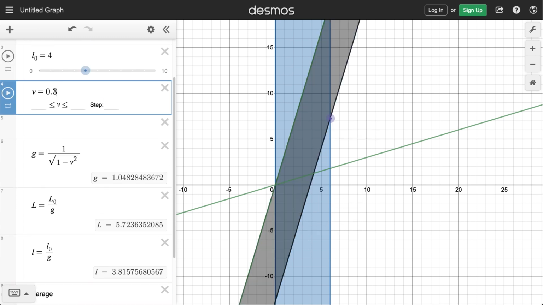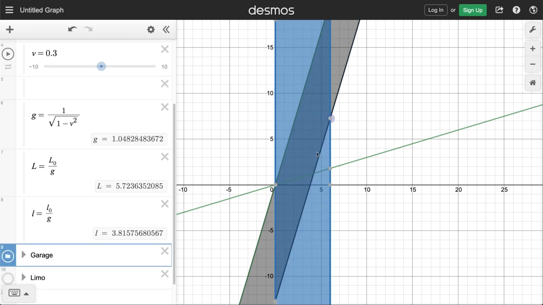At the moment I've got the speed at 0.3, and as it stands, you can see there is some insight to be gained from the distances here. This axis here is the x-axis, and that's the line of simultaneity in the space-time diagram. Every space-time event along the axis would be considered simultaneous in the garage's reference frame. But in the limo's reference frame, every event along this green line is considered simultaneous. So when you measure the length of the limo, the distance from there to there would be the contracted length of the limo.